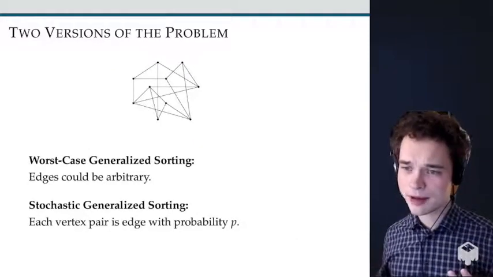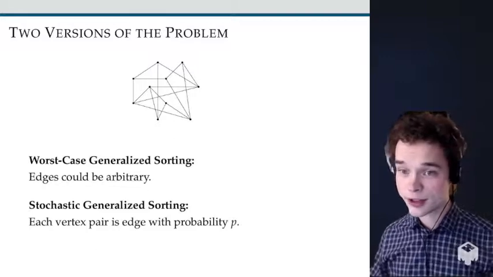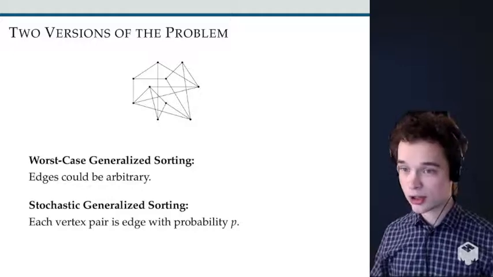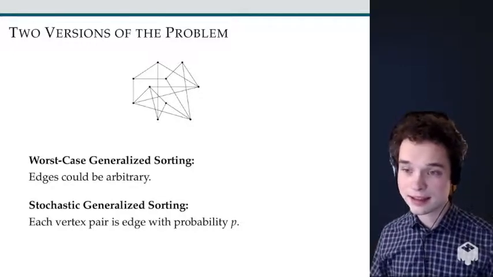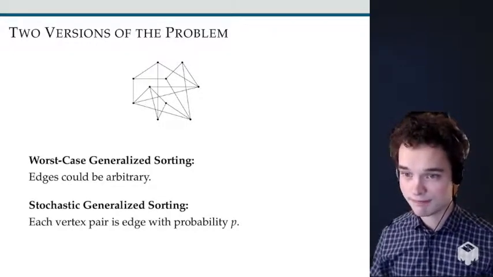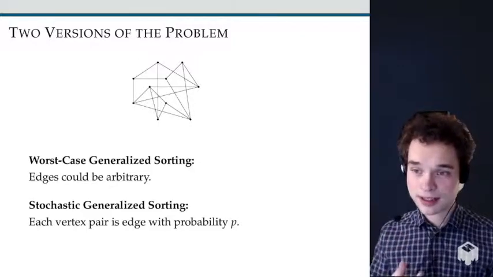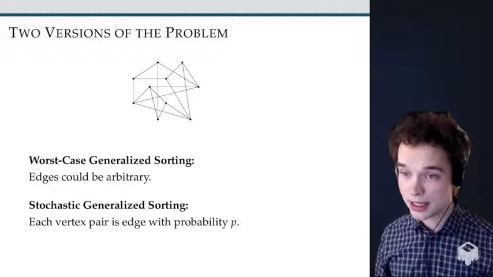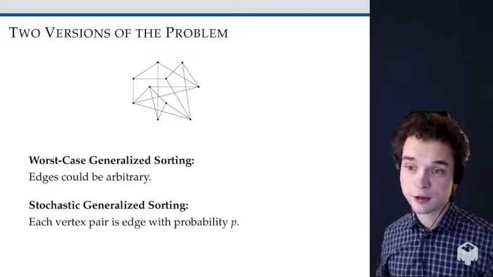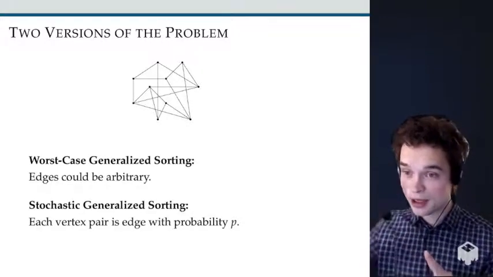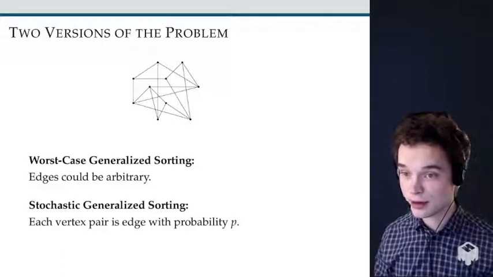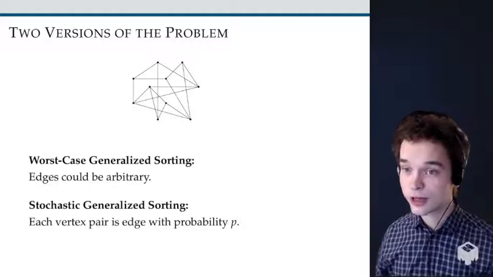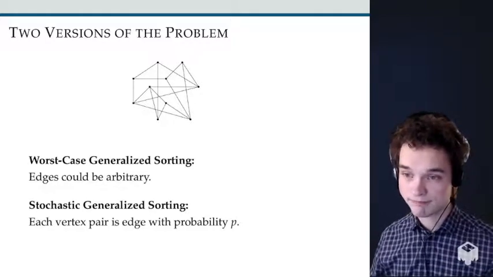And the generalized sorting problem comes in two flavors. So the first is worst-case generalized sorting. Here, your edges could be arbitrary. And the second is stochastic generalized sorting. This means that each pair of vertices is included as an edge independently with some probability p. And then, of course, you also have a planted Hamiltonian path representing the true ordering. But besides that, your edges are random. That's the two flavors of the generalized sorting problem.